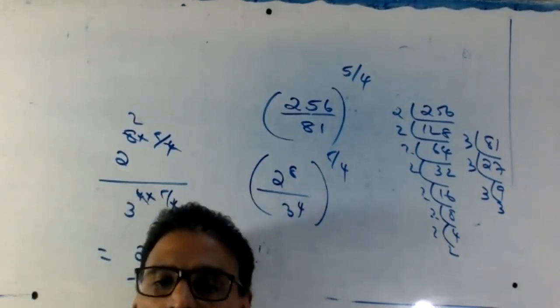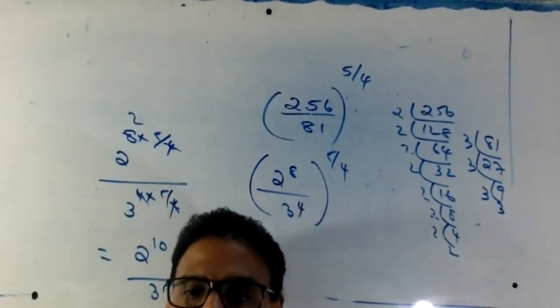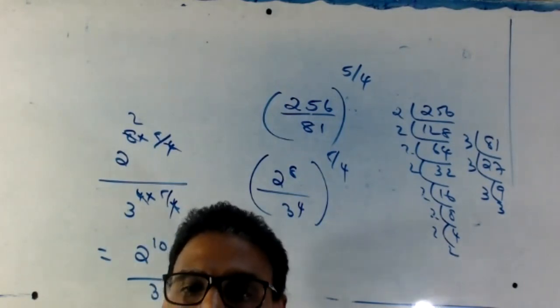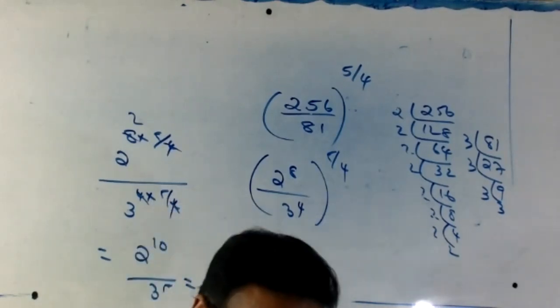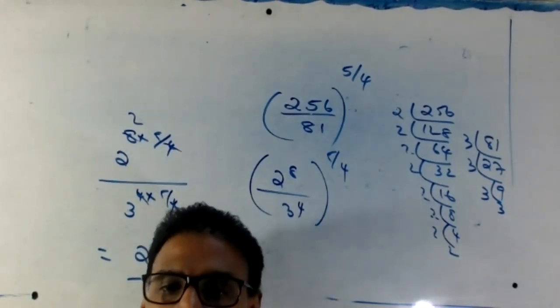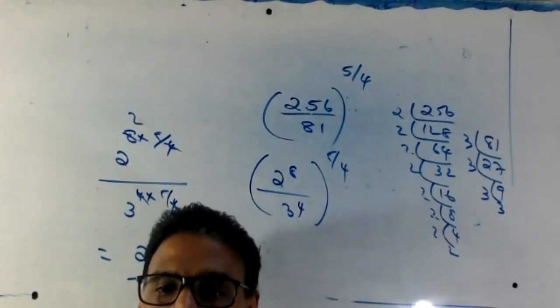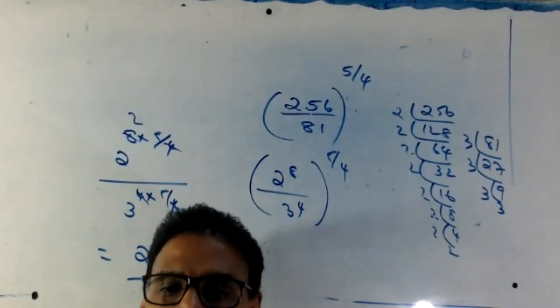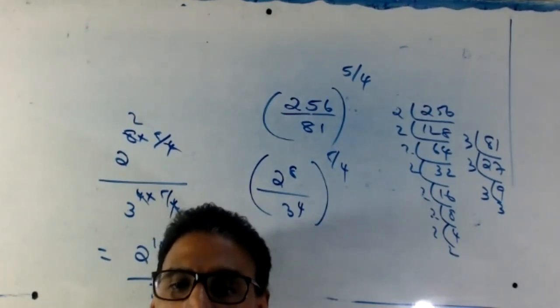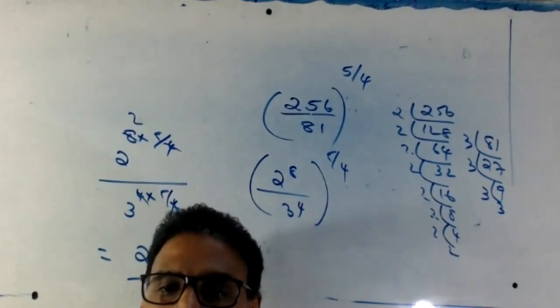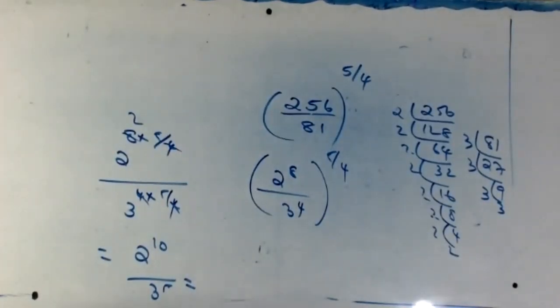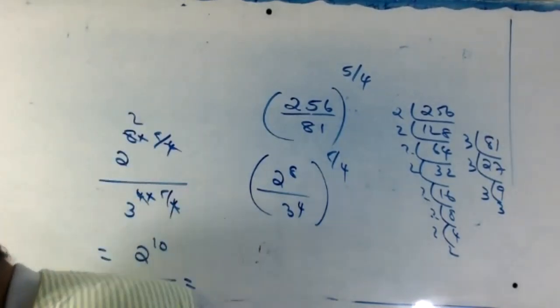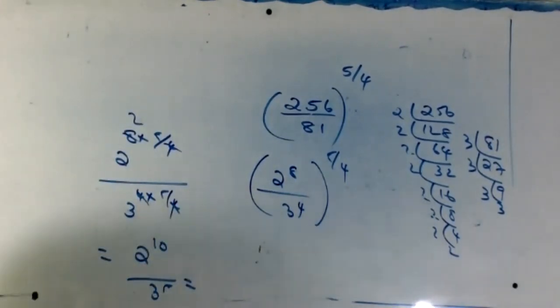Anyone have doubt? Answer is 1024 divided by 243. Dhruv, finish? You want to copy? Why do you want to copy? You can write yourself now. Okay, copy.